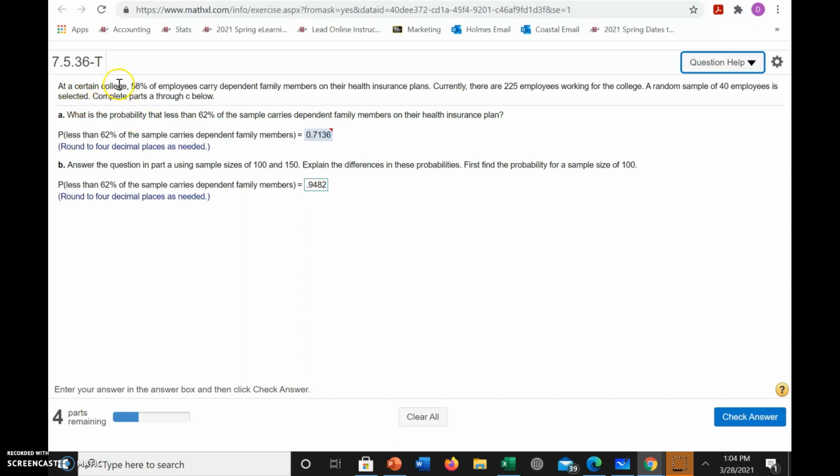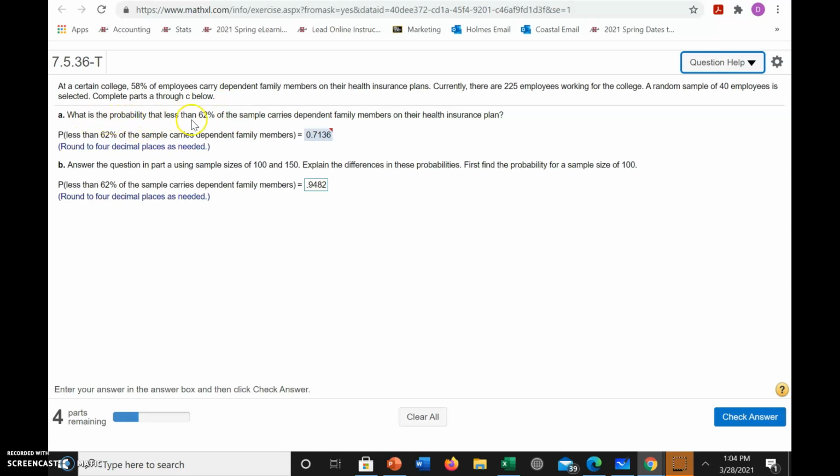In this video, we're going to work through this problem. At a certain college, 58% of employees can carry dependent family members on their health insurance plans. Currently, there are 225 employees working for the college. A random sample of 40 employees is selected. Complete parts A through C below.